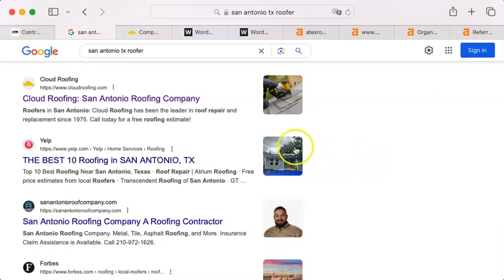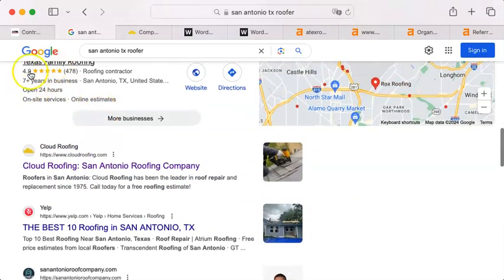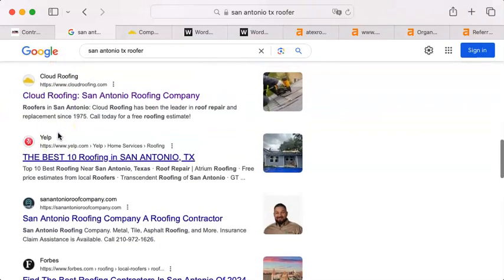That is what we're talking about. And this is the second thing. The first thing was the algorithm wants the business profile. The second thing is that they want content. I'm going to show you what I mean.